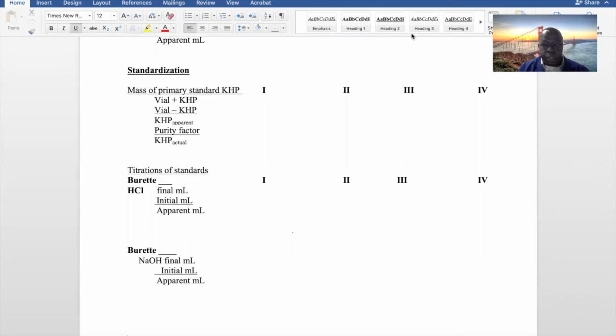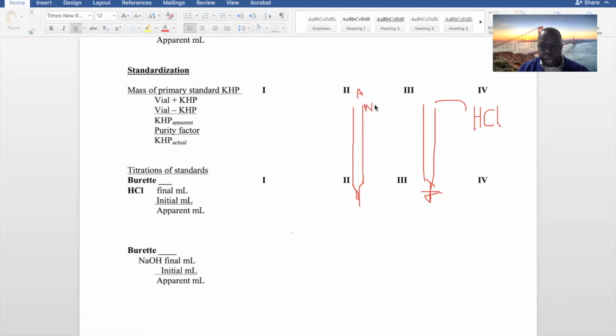So with that, let me go back to my cartoon. All right, this is grade A, this is grade P, and we have our HCl here. We don't know the concentration. Okay, and this is grade P. We just stop up there. This is the grade A, this is A with NaOH, which we need to standardize.